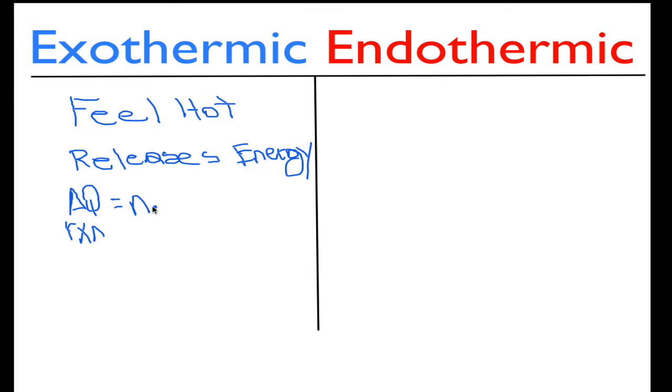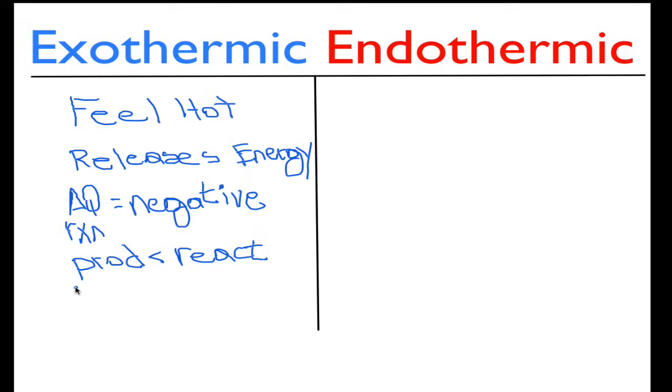All right, so this is negative. Now, a lot of people think, oh, hot, heat coming out, it must be plus, but it's negative because the heat is coming out of the reaction, and this is the delta Q for the reaction, not the delta Q for your hands. You feel it. Okay, so the delta Q for the reaction is negative because it's releasing or it's losing energy. And because it's losing energy, the products in the reaction have less energy than the reactants.